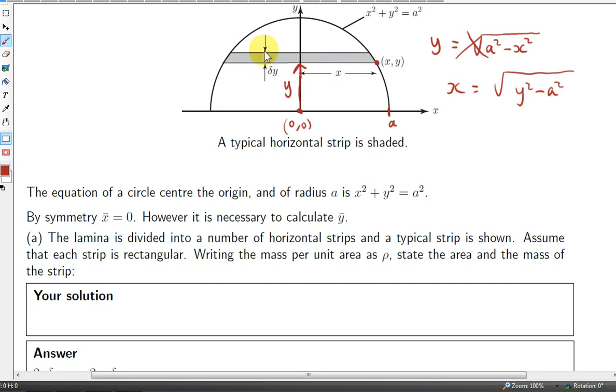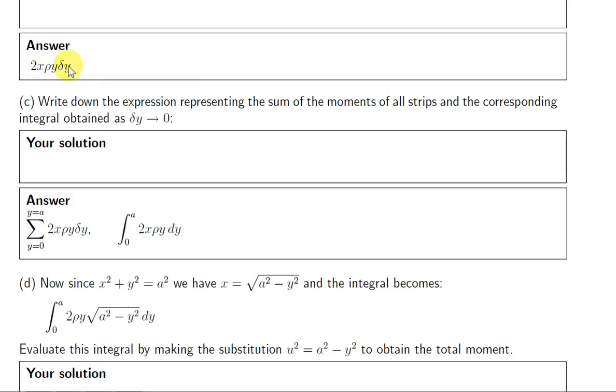Because the thickness of the strip is delta y. So when we take the sum, delta y will come into the sum of all the moments, and delta y becomes dy as we take the limit of the sums. So we're integrating with respect to y. So that means we will want x as a function of y. So if we go back to what we had before, the moment of the strip about the x-axis is given by this here, and we sum all those strips, y equals 0 to a, that gives us an approximation to the sum of the moments of the strips about the x-axis.